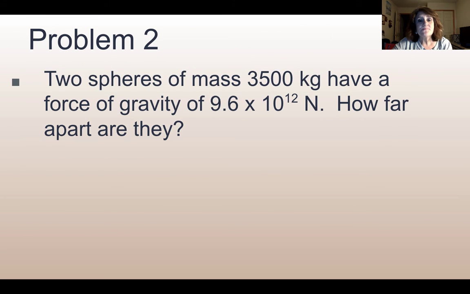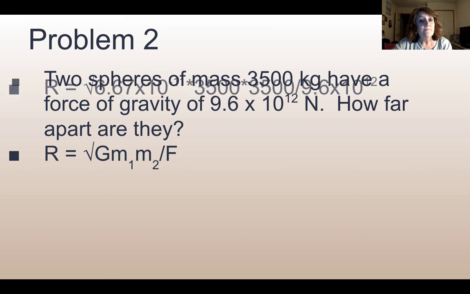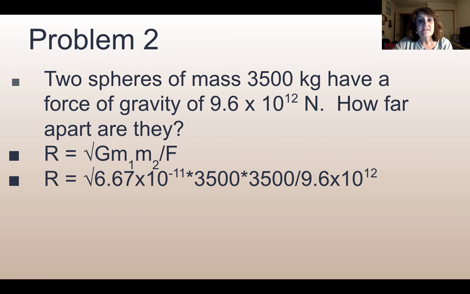And problem 2, two spheres of mass 3,500 kilograms have a force of gravity of 9.6 times 10 to the 12th newtons. How far apart are they? This is the radius, or the r equation. R is the square root of G m1 m2 divided by F. So this would be 6.67 times 10 to the negative 11th times 3,500 times 3,500 divided by 9.6 times 10 to the 12th, giving an answer of 9,225.6 meters.